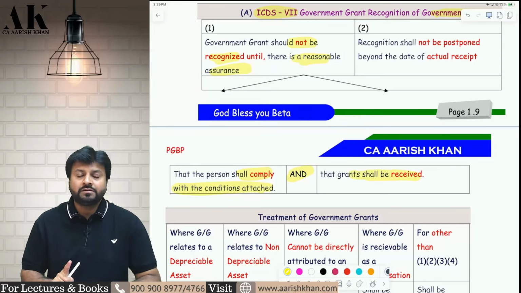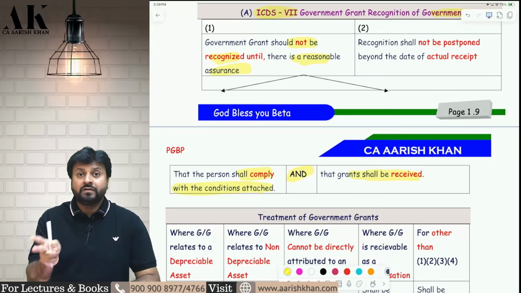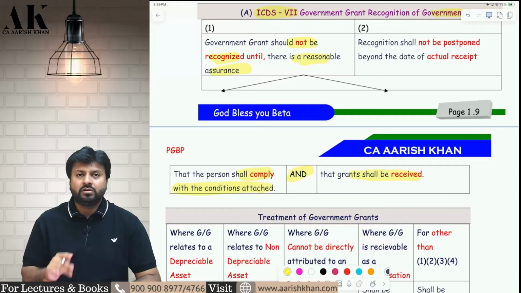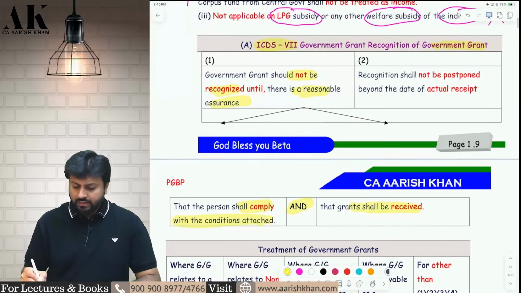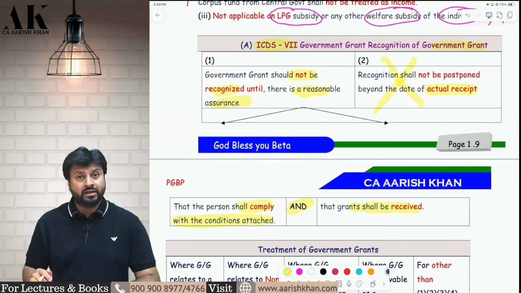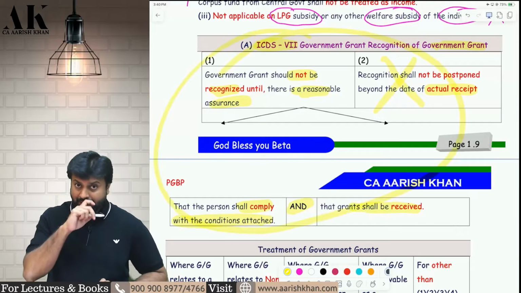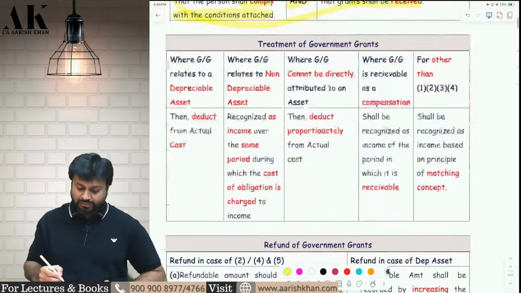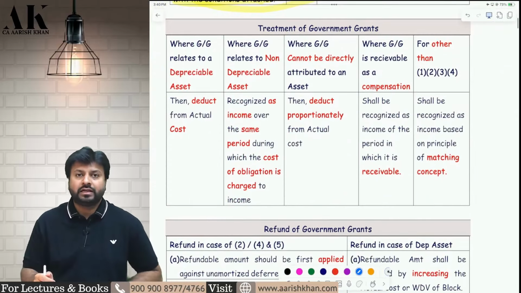The person who is receiving the grant should comply with the conditions, and the government will also give the grant properly on time. Then only it should be recognized, otherwise it should not be. Then the ICDS says, once it is actually received, there is no need to postpone the recognition. Then you have to recognize the grant. So this paragraph tells us the timing of recognition, when the grant has to be recognized. Now this paragraph tells us how the grant has to be recognized. Okay, how?